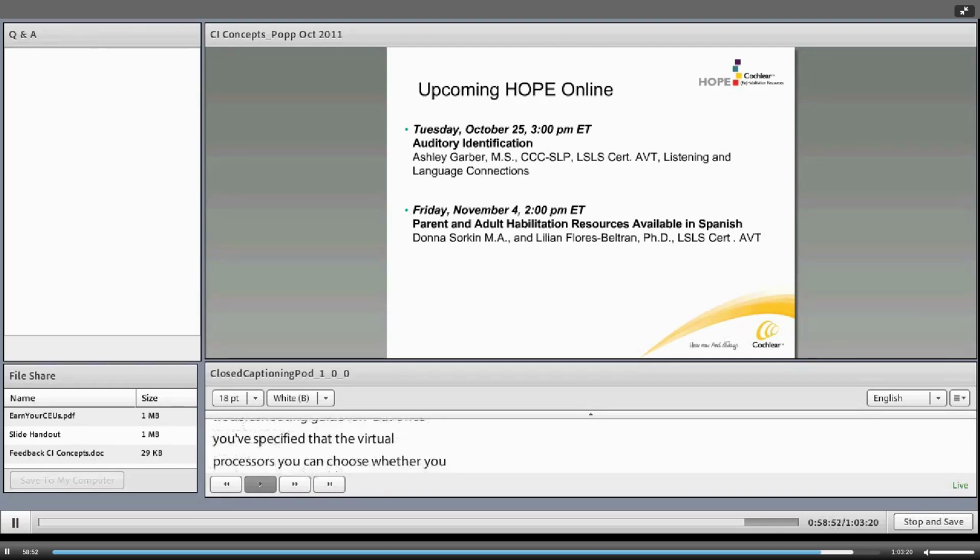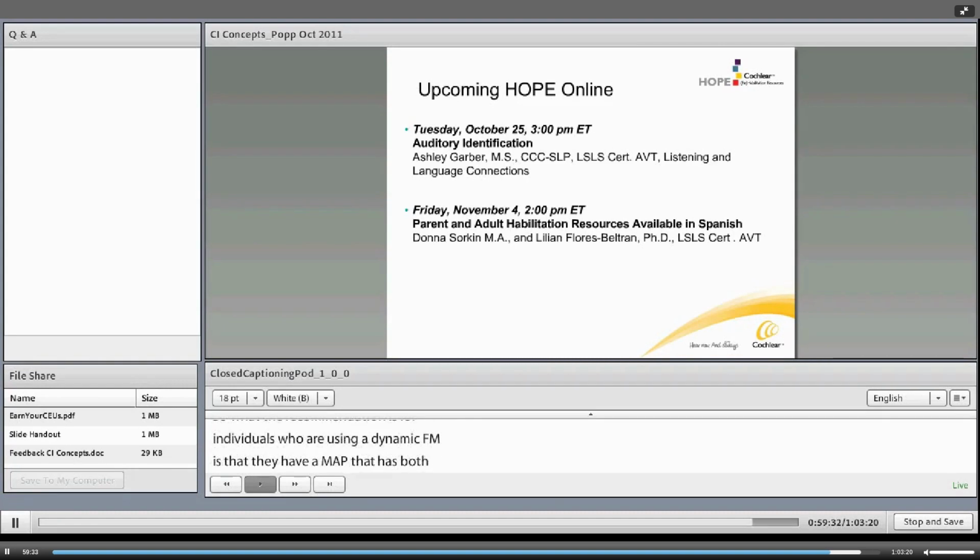Another question is, can anyone access the online virtual processor and troubleshooting guides, or is it only available for clients who have a specific processor? That is available to anyone. So you would choose which processor it is that you want the troubleshooting guide for. But once you've specified that, the virtual processors, you can choose whether you want to do unilateral versus bilateral. And then also, because the remote has both a basic and an advanced setting, you can choose which one of those you want to have available to you as well.